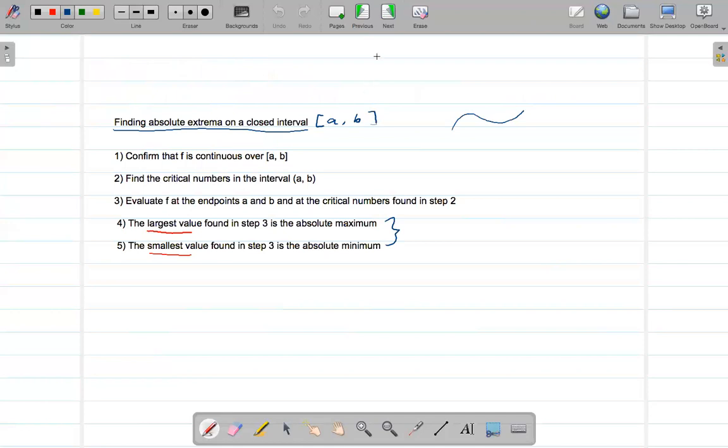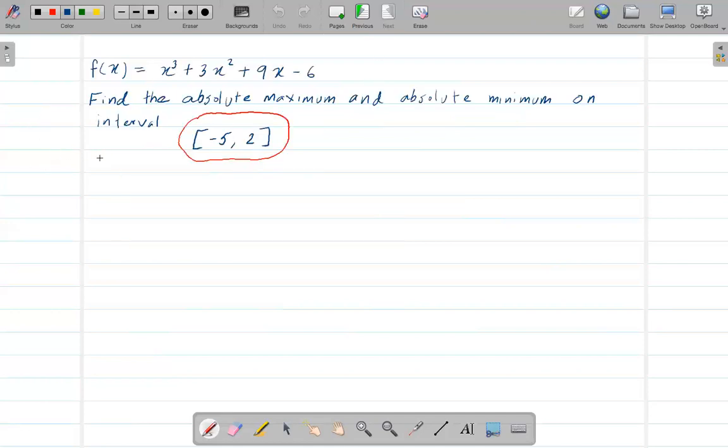To find the absolute maximum and minimum, following this process, first we need to find the critical numbers. To find the critical numbers, we need the first derivative of f, which will be 3x squared plus 6x, since 2 minus 1 is still 1, plus the derivative of 9x, which is still 9.